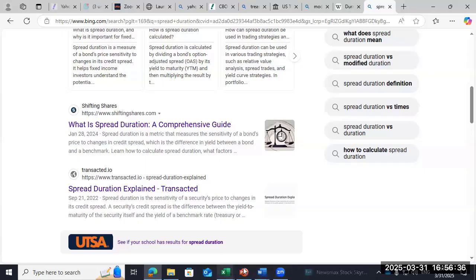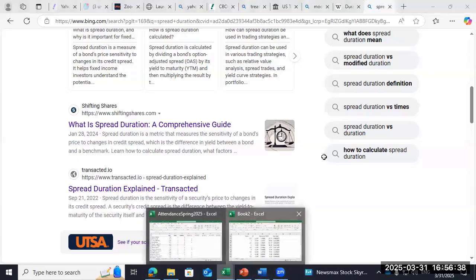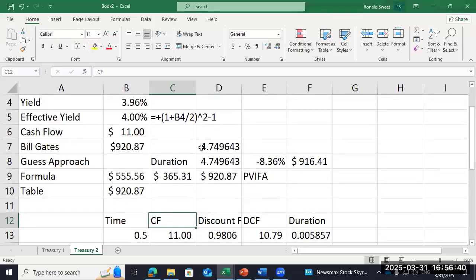So really on this duration, I should have divided, it should be a little bit lower than that. I should divide it by 1 plus the yield. It gets a little tricky on exactly how to get the modified duration, but that's what duration is.